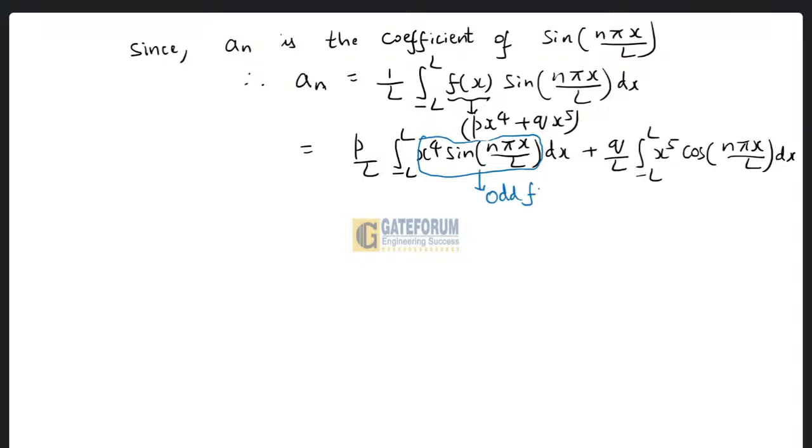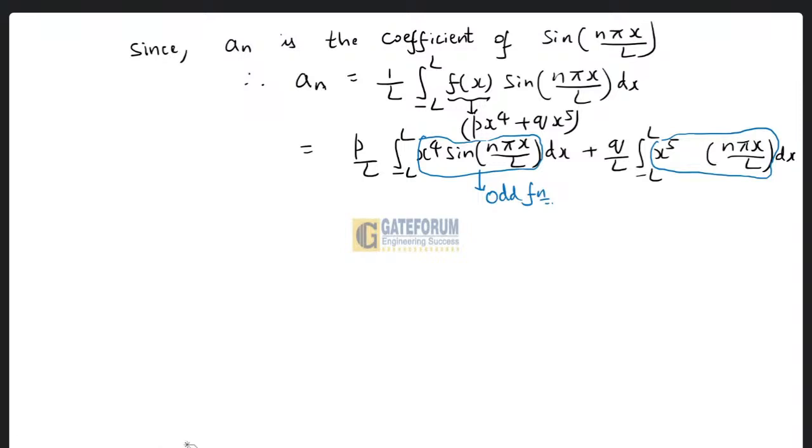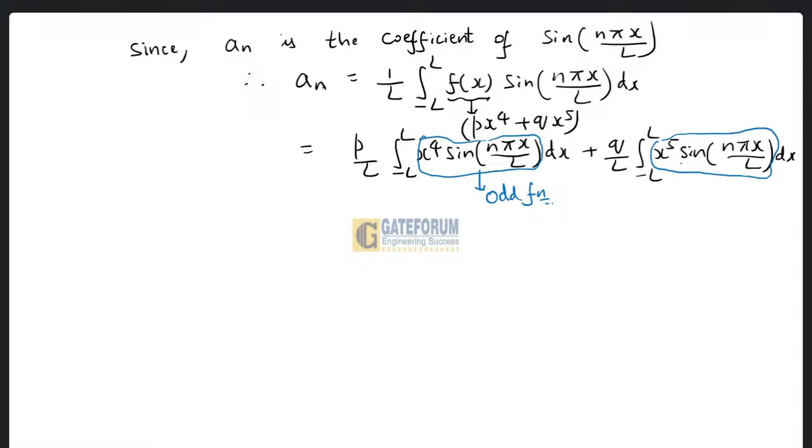So according to the definite integral property, integral from minus a to a of f of x dx equals 0 if f of x is an odd function. Oh, sorry, again I have made a small mistake. Here it is sine only: x power 4 into sine, x power 5 into sine. Now x power 5 is odd, sine is odd, and odd into odd is an even function, minus into minus.